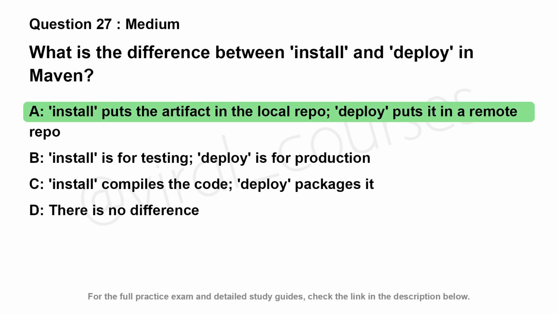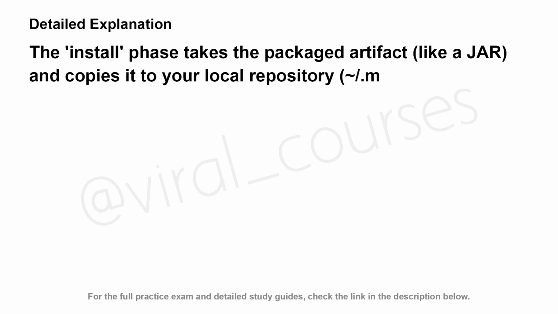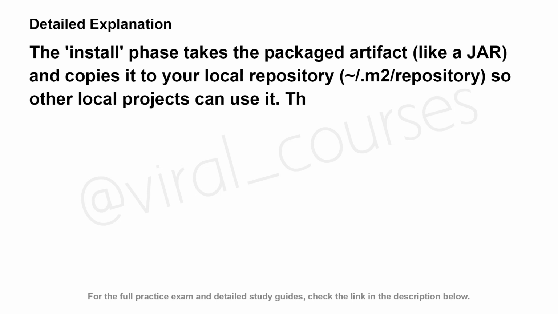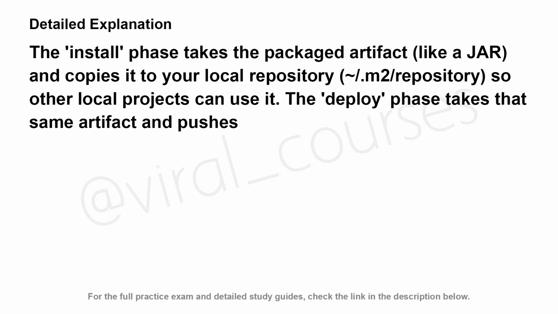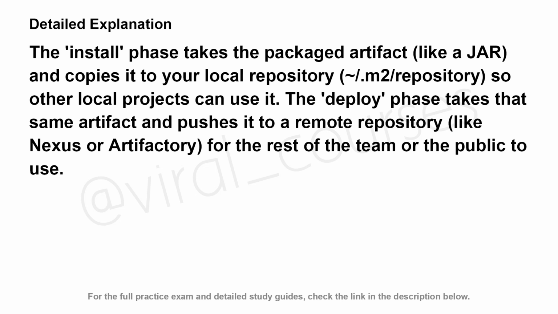The correct answer is A. The install phase takes the packaged artifact, like a jar, and copies it to your local repository, the .m2 repository, so other local projects can use it. The deploy phase takes that same artifact and pushes it to a remote repository, like Nexus or Artifactory, for the rest of the team or the public to use.